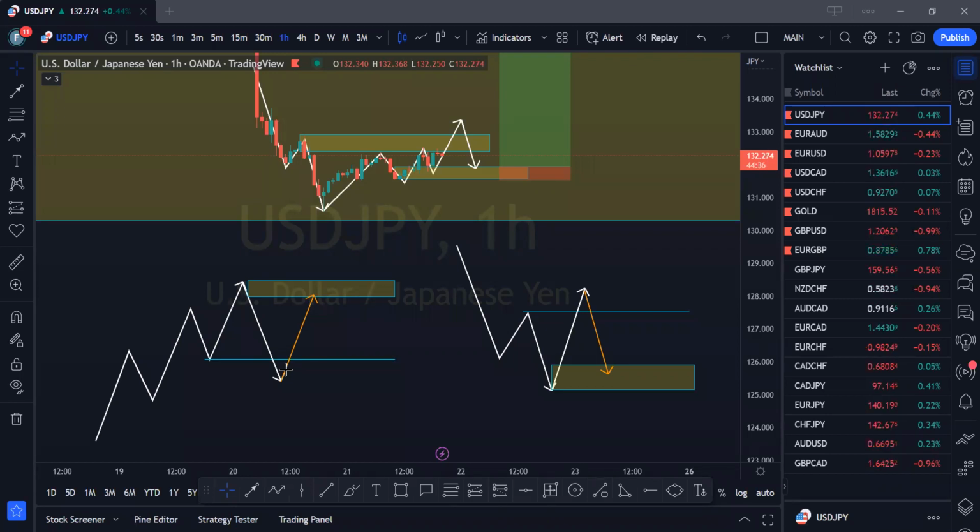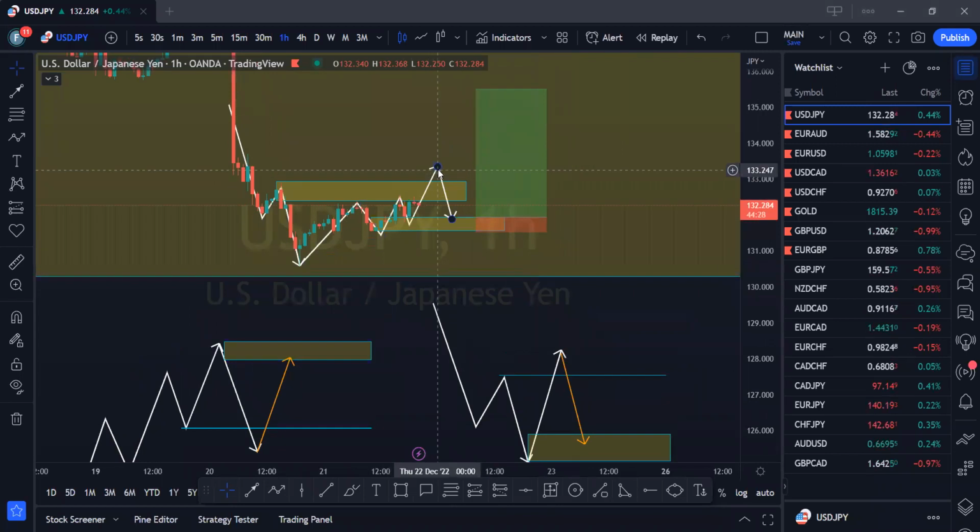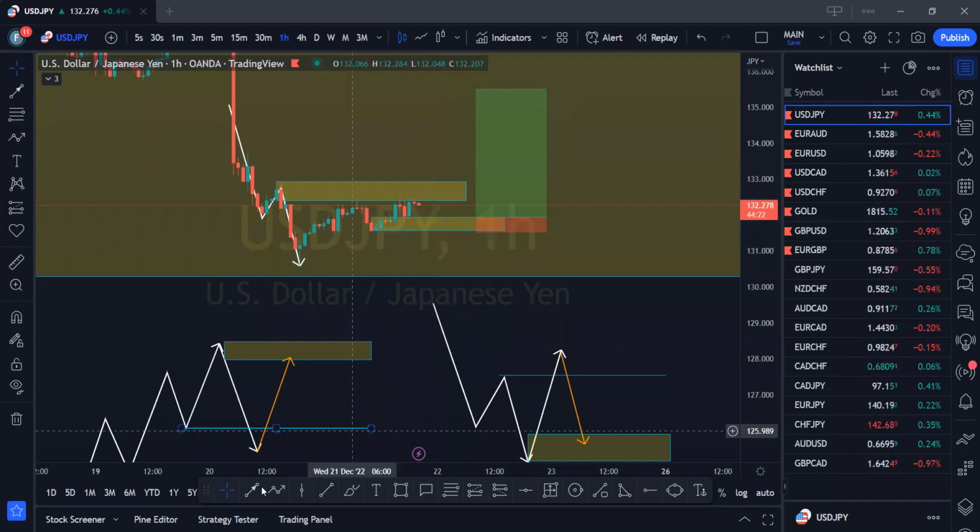Rosalind, so we will wait for liquidity to be taken at that UJ entry. Yes, but first, this is what we're waiting for. You want price to first of all break this zone. Once price has broken the zone, then you wait for a retracement here, and then you look for entries here.